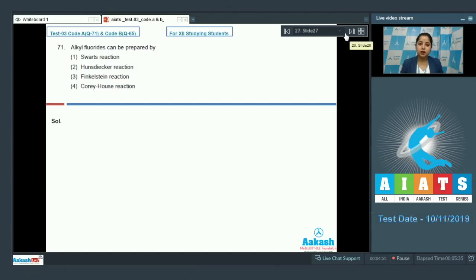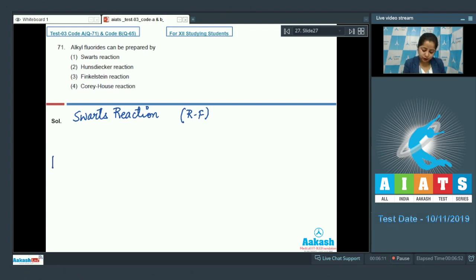71. Let's read the question. Alkyl fluorides can be prepared by. The given options are Schwarz reaction, Hunsdiecker reaction, Finkelstein reaction, and the last option is Corey-House reaction. Class, this is a very important question. As we all know, the Schwarz reaction is a very important reaction which is used for the preparation of alkyl fluorides.